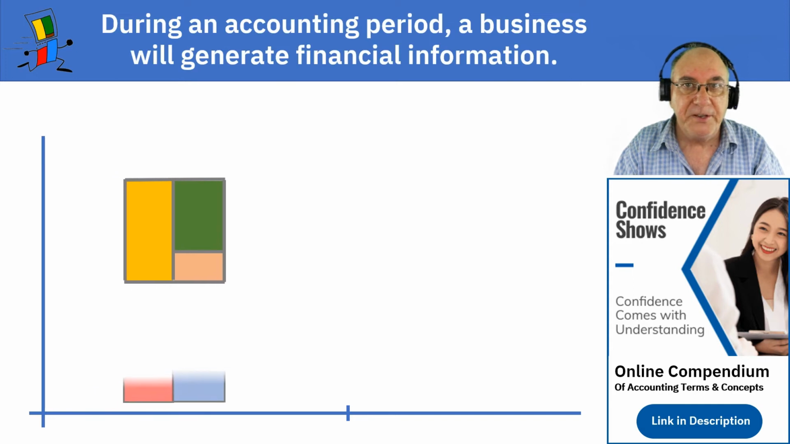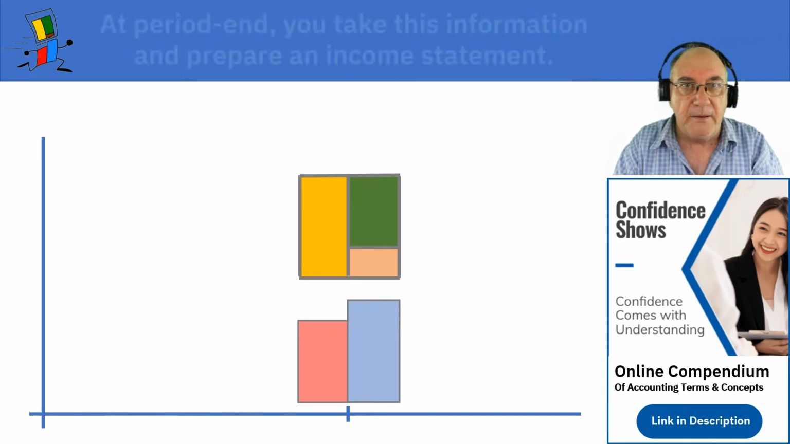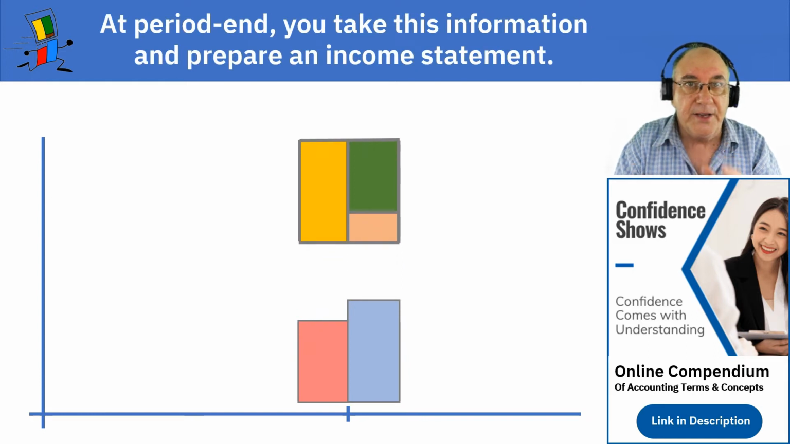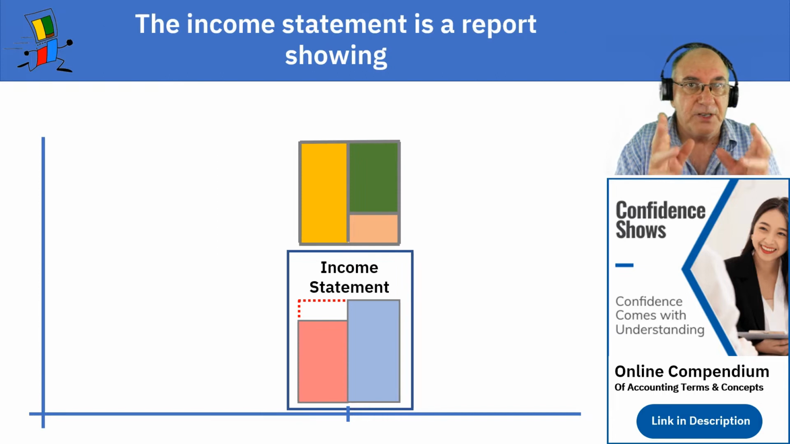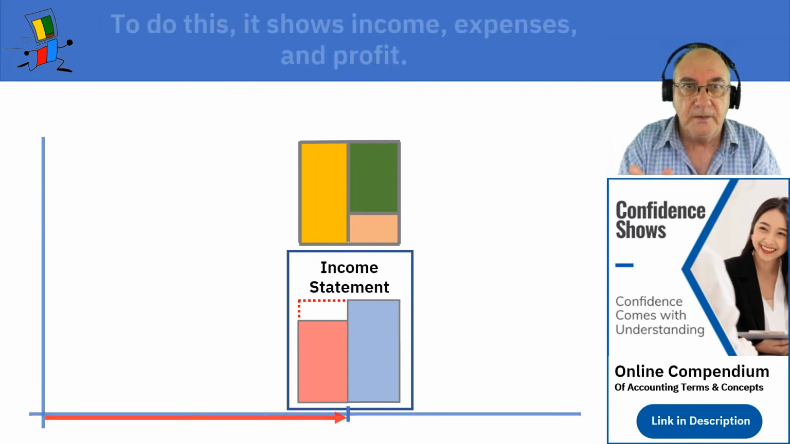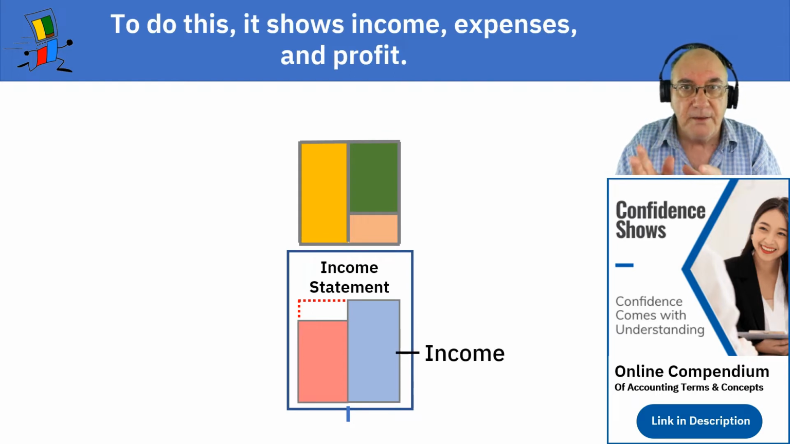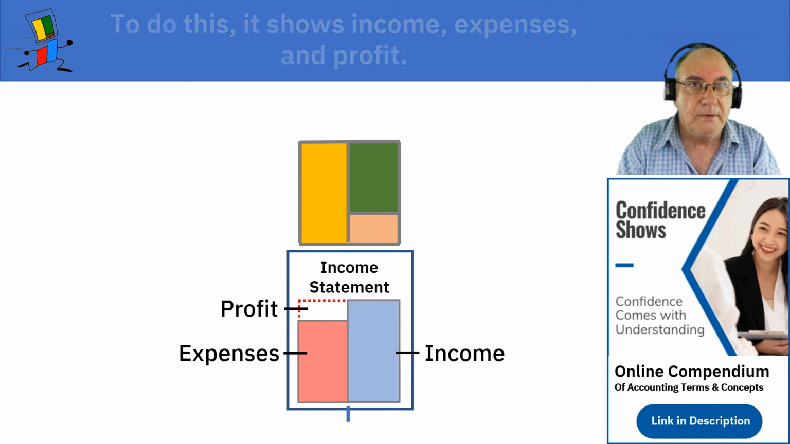During an accounting period, a business will generate financial information. At period end, you take this information and prepare an income statement. The income statement is a report showing how the business performed during the period. To do this, it shows income, expenses, and profits.